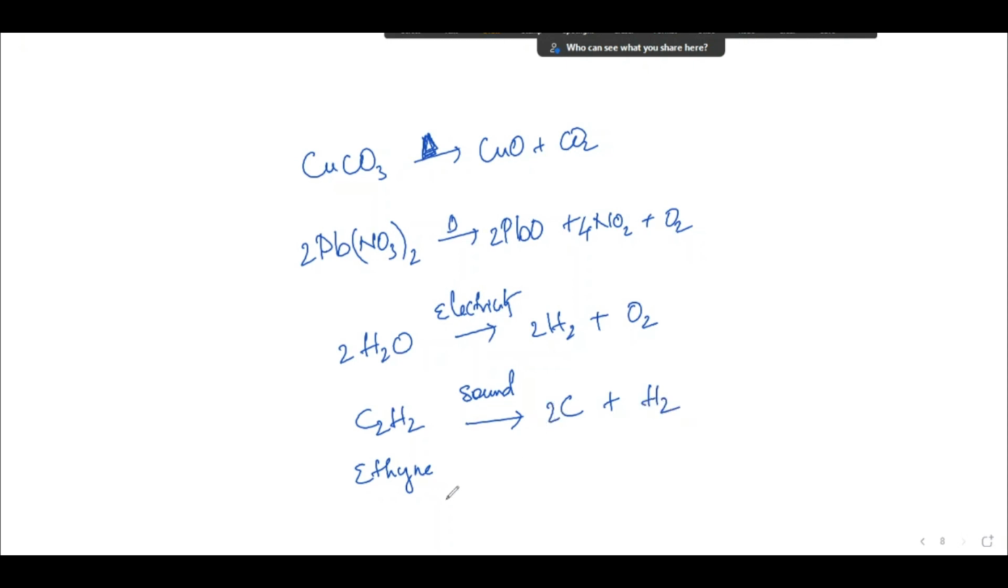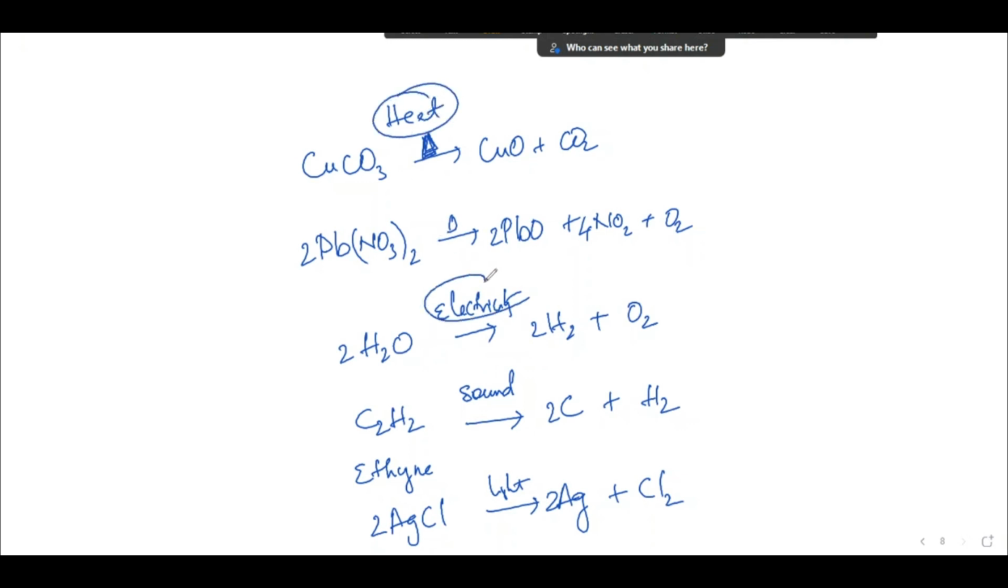And some compounds like AgCl, silver chloride: when light falls on this substance, it gives silver and chlorine. It is also a decomposition reaction. So the energy can be supplied in any one of these forms for the reaction to take place. It can be in the form of heat, it can be in the form of electricity, it can be in the form of sound, or it can be in the form of light.